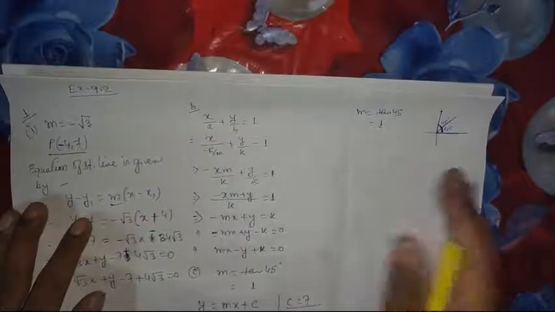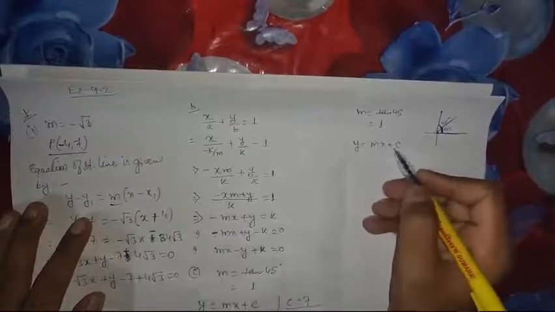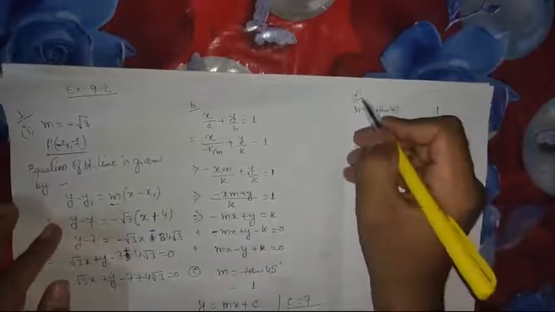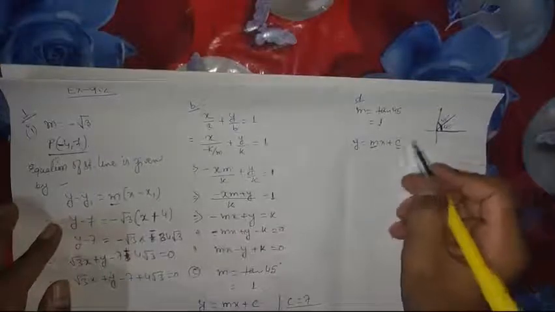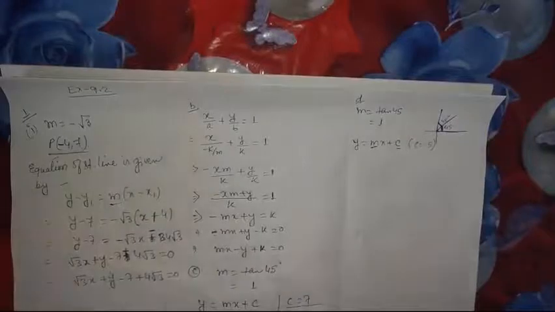Now you know the equation of a straight line again: y equals mx plus c. c is given as minus 5. Just put it in and get the answer. Okay, I will not do this again. This is number D. Just put the value of m as 1 and c as minus 5, because y-intercept means minus 5. If they give one term like this, just think that it is given as c.